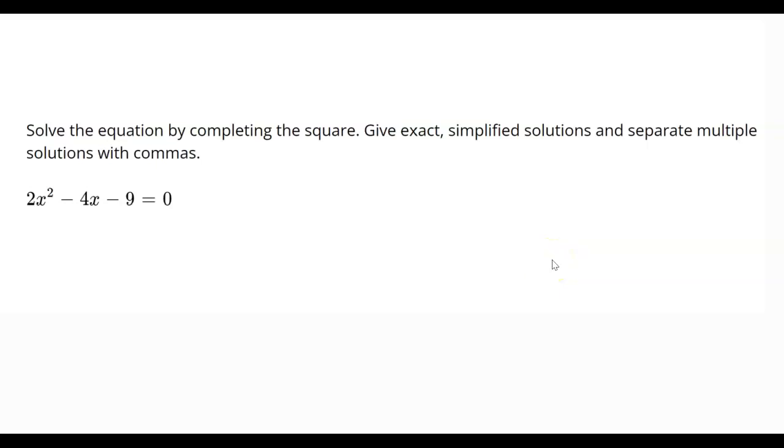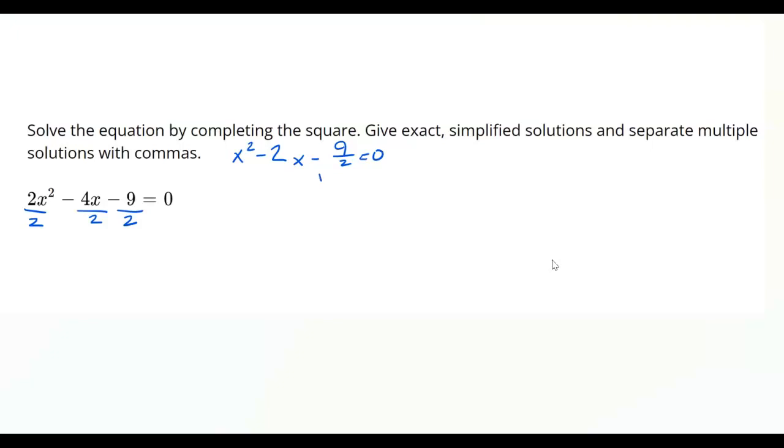So to solve by completing the square, the first thing I notice is that we have a number in front of x squared. The x squared has a coefficient. And so what I'm going to do is first divide everything by 2, just to get rid of that. This is one way to do it. So the first term divided by 2, I'll get x squared minus 2x minus 9/2 equals 0.